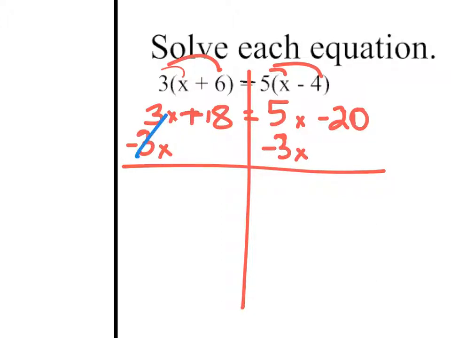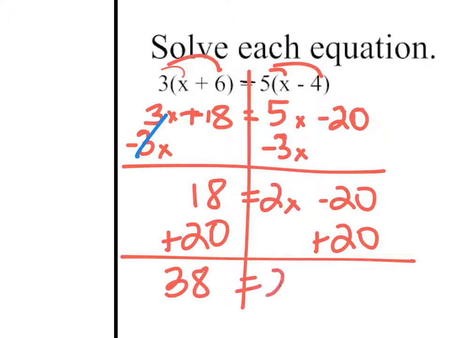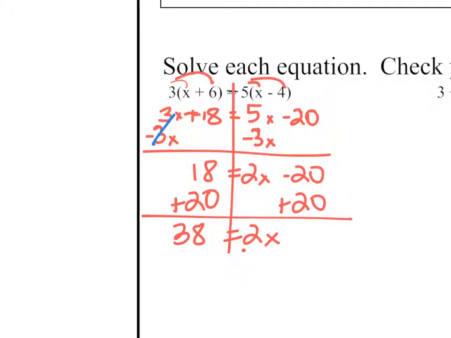And the 3x minus 3x would cancel out. And we're going to rewrite. So it's 18 is equal to 5 minus 3, 2x, minus 20. That's a two-step equation. Would you please solve that on your own? Add 20. And divide by 2. So 19 would be equal to x.